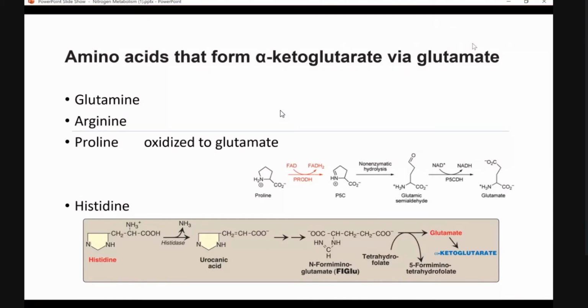Two complex forms of amino acid, the proline and the histidine, both can be oxidized through complex steps. أنا ما أطالبكم these steps of converting, but just that the histidine can be converted to glutamate and ultimately وبالنتيجة راح يتحول إلى alpha ketoglutarate. هاي اللي أريدك تعرفها، أما structures وشون يتحول.